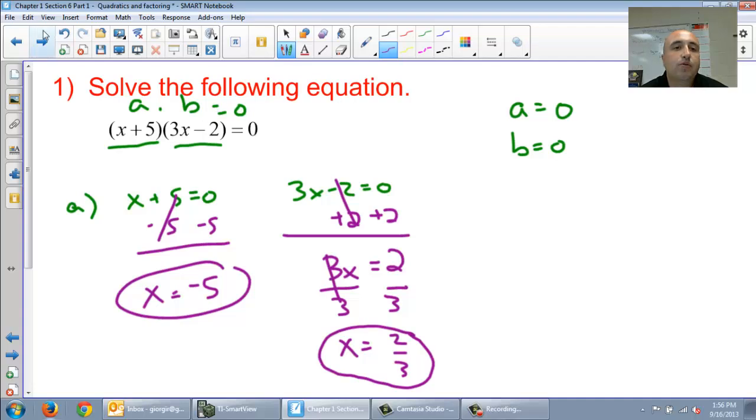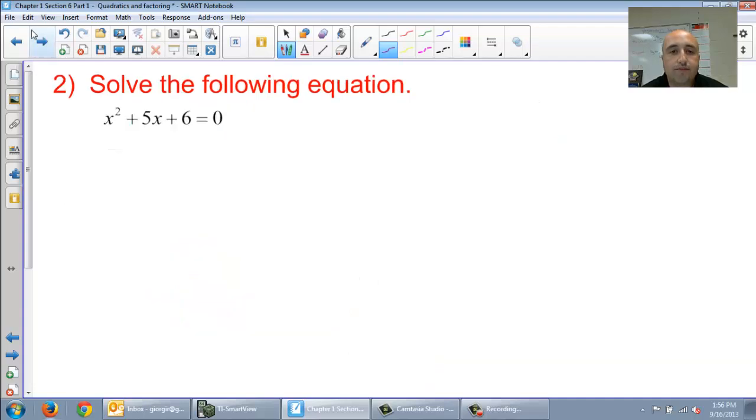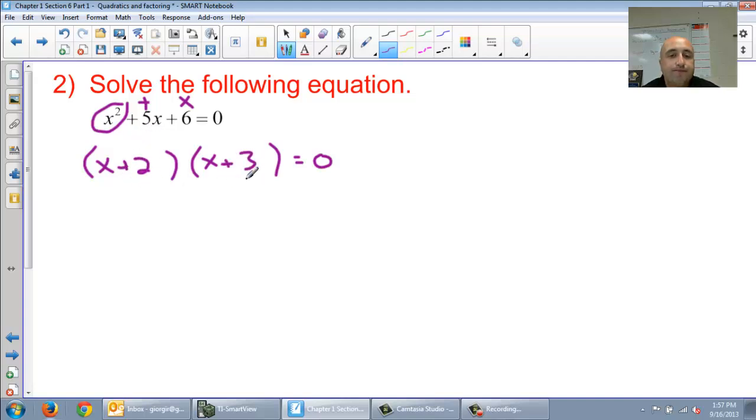Okay, so now let's look at an example where we actually have to factor it first. So example 2, solve the following equation. What we're going to do is factor. So I need two sets of parentheses equal to 0. What two things together multiply to be x squared? Well, hopefully you realize that that's x and x. And then lastly, what two numbers multiply to be 6 and add to 5? Hopefully you remember that as 2 and 3. 2 times 3 is 6, and 2 plus 3 is 5.